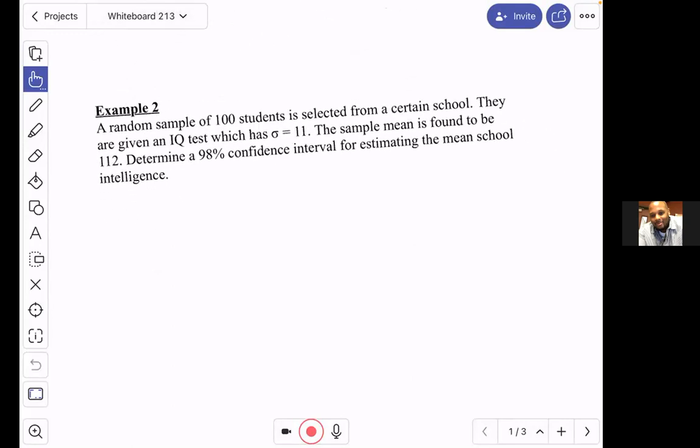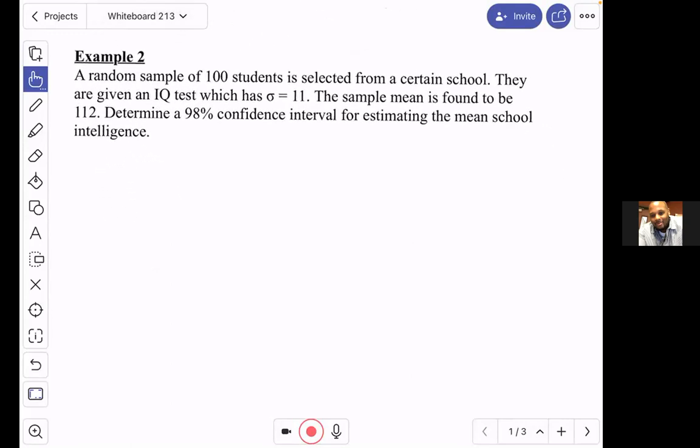All right, let's do this one. This says a random sample of 100 students selected from a certain school. They are given an IQ test, which has sigma equals 11. The sample mean is found to be 112. Determine the 98% confidence interval for estimating the mean school intelligence.